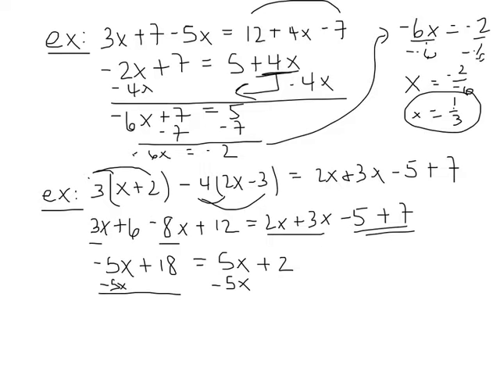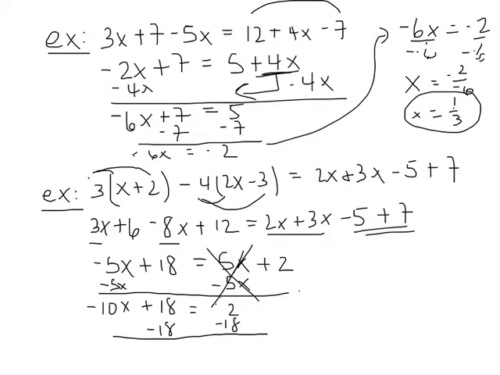Now let's be careful here. Whereas these cancel out on the right side, on the left side they don't. I end up with negative 10x. It'd be tempting to cancel them, but we'd be wrong. Then I need to move the 18 over. So once again, we'll move over to the side here. And on the left side, we have negative 10x. And on the right side, we have 2 minus 18, which is negative 16.